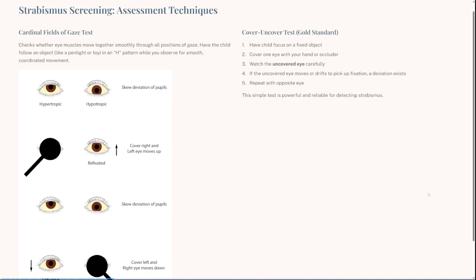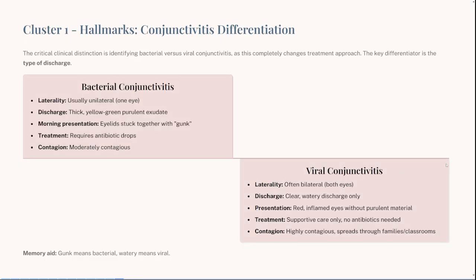Okay, good to know. Let's finish this section with something super common, conjunctivitis or pink eye. For testing purposes, I'm guessing the key is telling bacterial and viral apart. It's everything, because it completely changes your treatment plan. The key distinction is discharge. Is there gunk or not? Bacterial conjunctivitis is usually just in one eye, and it's characterized by that thick, yellow-green, purulent exudate. That's the stuff that makes their eyelids stick together in the morning.